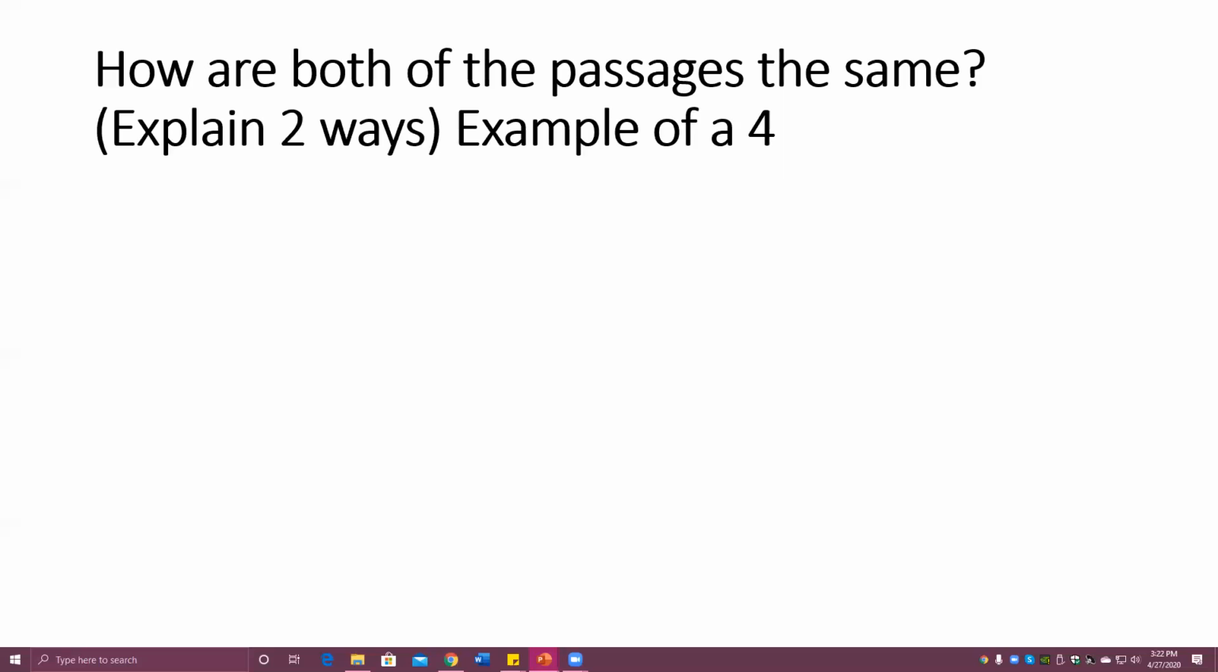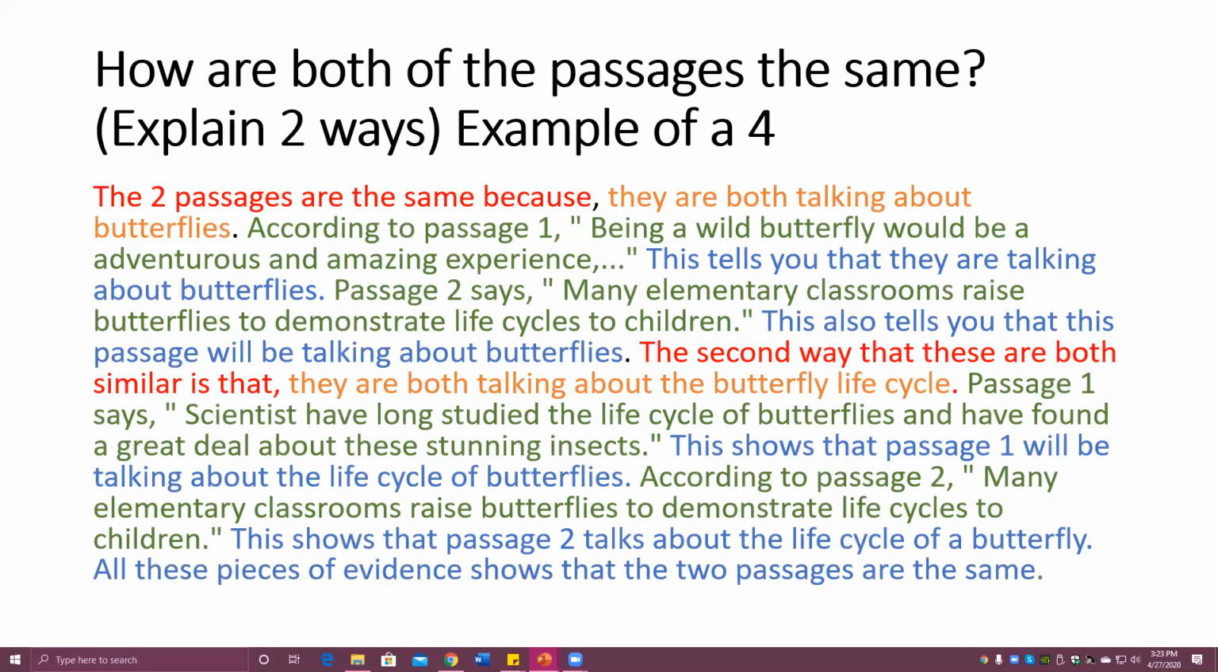So how are both of these passages the same? Explain 2 ways. Now I'm going to show you this next one because a lot of you always ask me, how do I get a 4 on an assignment? Here's how you can get a 4 on an assignment. This person went above and beyond. This question did not ask them to cite evidence. However, they did, and they used RACE. And not only did they cite evidence, I believe they cited more than one piece of evidence. So let's look at an example of a 4.